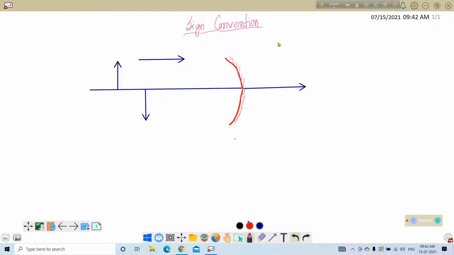Before studying geometrical optics, we should first introduce the sign convention. This sign convention has been taken from the NCERT book because all of you are eager to appear at either the NEET exam or the JEE Main exam.